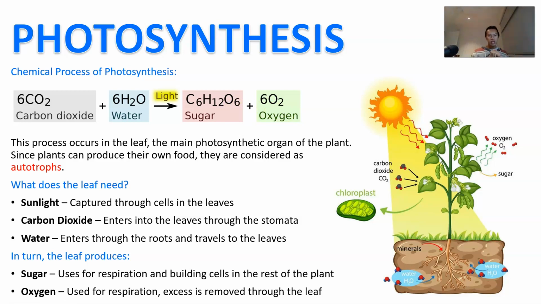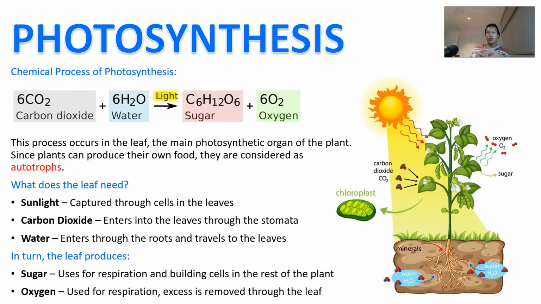The process occurs within the leaf of the plant, which is the main photosynthetic organ, right? And since plants can produce their own food, we consider them as autotrophs. The word autotroph means self-nourishment, auto meaning self, automatic meaning kind of self-run, and trophic meaning nourishment.